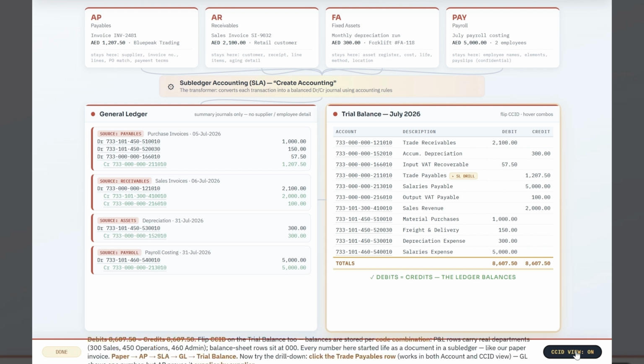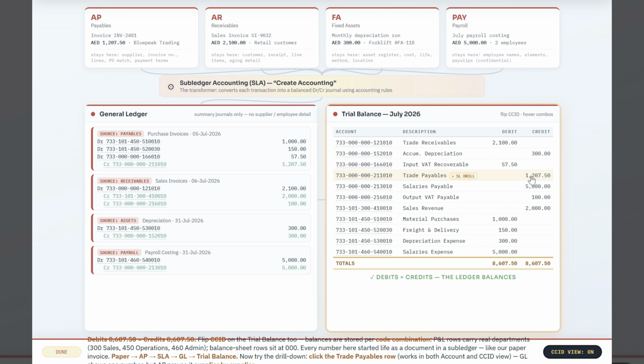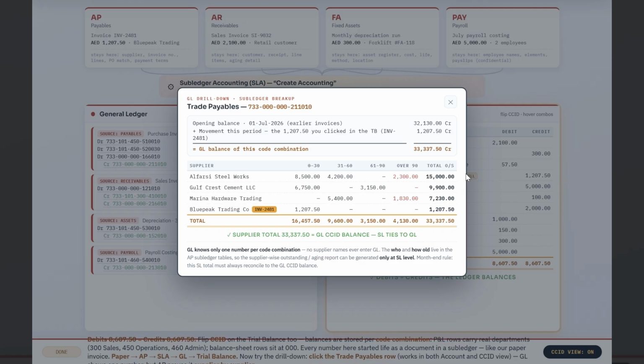Now, here is the point of this entire video. Look at trade payables in the trial balance. In the GL, at this code combination 733-000-000-211-010, there is only one number, one balance, no names. But watch what happens when I click on it. A drill down opens, and the GL balance is justified supplier by supplier. Opening balance plus this month's journal equals the closing GL balance, and the subledger proves it name by name with aging buckets.